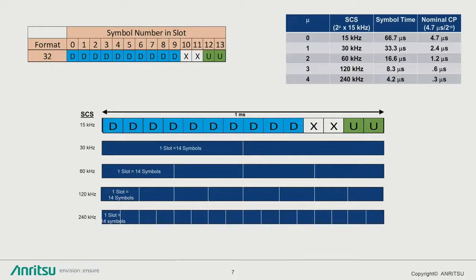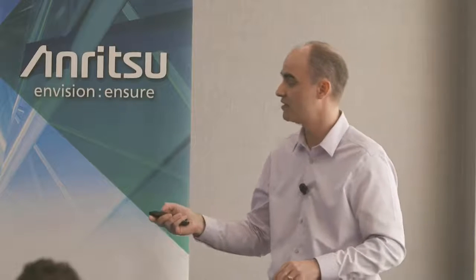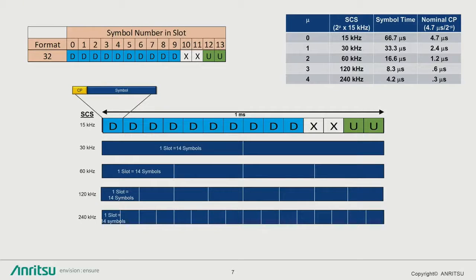Now, what does that mean in timing? Because I am in the 15 kilohertz subcarrier spacing, each one of these symbol times is going to be 66 microseconds. Every half a millisecond, you get a little bit of change in the cyclic prefix, but nominally it would be 4.7 microseconds. So that looks like this. I've got my symbol, and then I've got my cyclic prefix. That happens before every single one, okay?